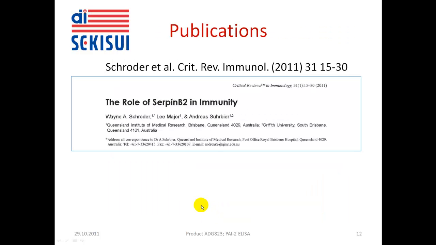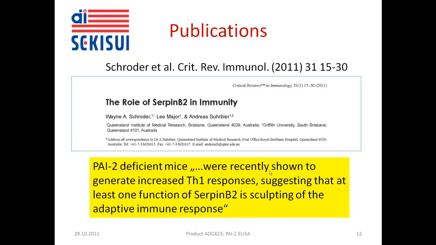A publication by Schroeder and colleagues in 2011, Critical Reviews in Immunology, the role of SERPIN B2 in immunity. PAI-2 deficient mice were recently shown to generate increased Th1 responses, suggesting that at least one function of SERPIN B2 is sculpting of the adaptive immune response.